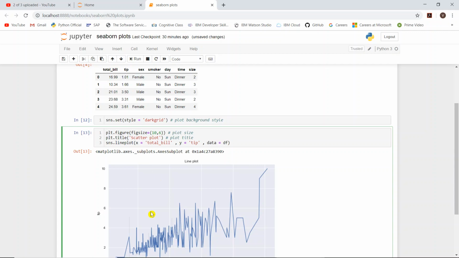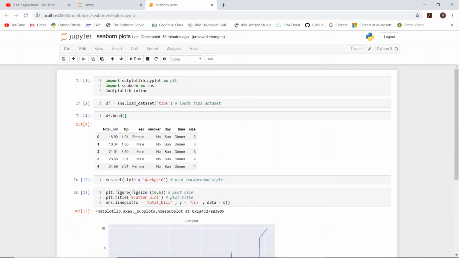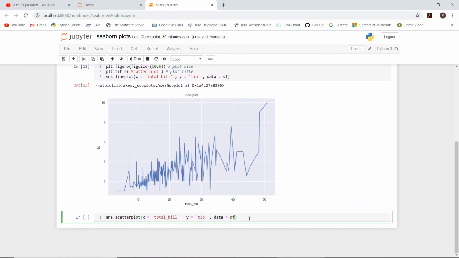So here we saw the line plot. Now we will draw the scatter plot. For the scatter plot also the same, on the x-axis we have to give total bill, and on the y-axis we are going to plot tip, the amount we had given to the bearer. The data, where the data is available, is the same df only. So let us plot this one, or run it.